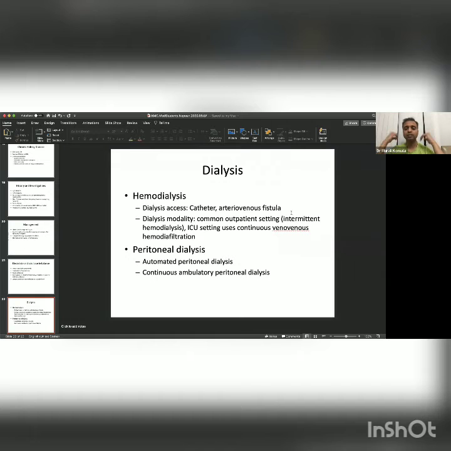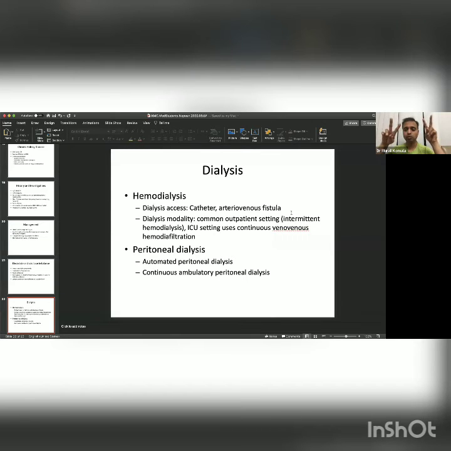Peritoneal dialysis is where a catheter goes into the abdomen, and there is a fluid exchange. A fluid, which is basically a dextrose-based solution, goes in and sucks up all the toxins, and then after a few hours, the patient will drain the fluid out.